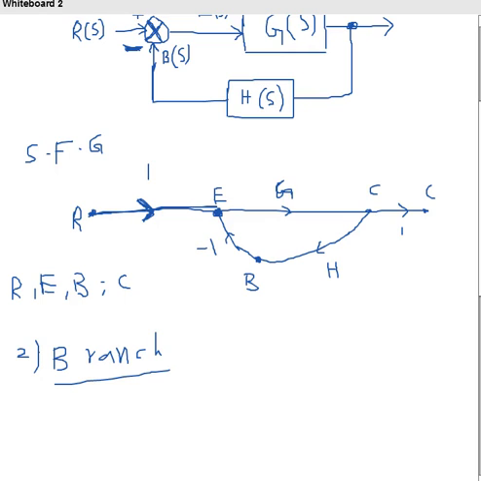Similarly, for this branch, C is the output node and E is the input node. For this branch the gain is G, which is indicated by the branch arrow. The node variable C we can write in terms of branch gain. What is the branch gain here? G. So C is equal to G into E, where G is the branch gain. You can write branch gain or branch transmittance, both are the same.